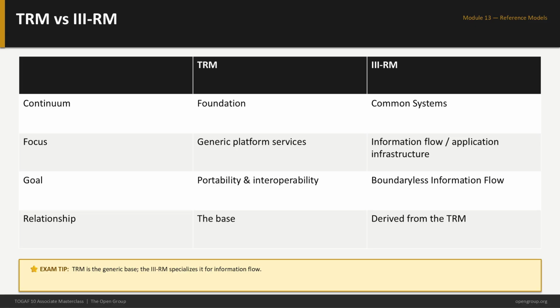Let's consolidate with a direct comparison, because telling these two apart is what the exam rewards. On the continuum, the TRM is foundation and the 3RM is common systems. In focus, the TRM is about generic platform services, while the 3RM is about information flow and the application infrastructure. In goal, the TRM aims at portability and interoperability, while the 3RM aims at boundaryless information flow. And in relationship, the TRM is the base, while the 3RM is derived from it. So the one-line summary is, the TRM is the generic base, and the 3RM specializes it for information flow. Keep those two columns distinct and these questions become easy.